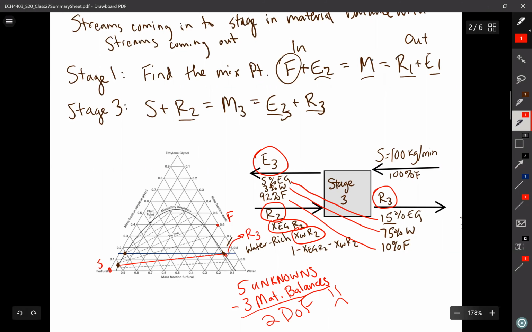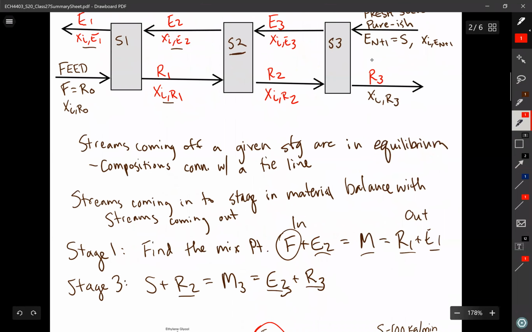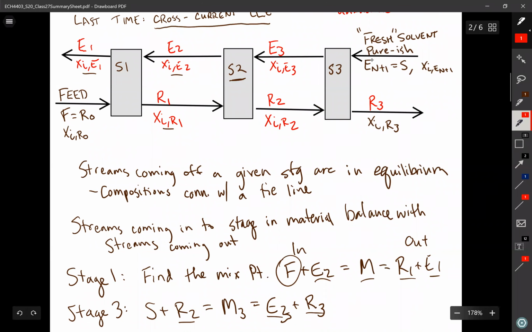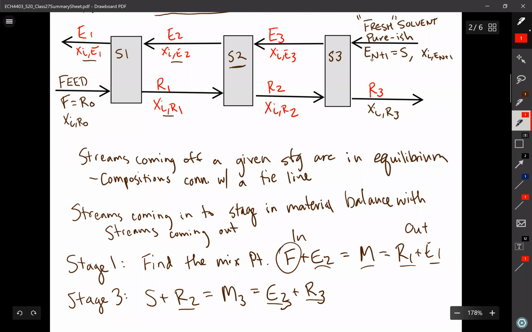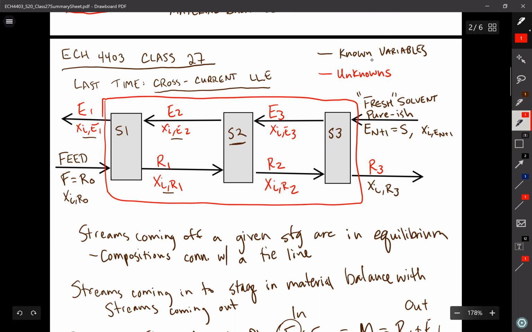So it appears like we're at an impasse here because I've tried all 3 stages. None of them have 0 degrees of freedom. So where can I go to start? This is why liquid-liquid countercurrent extraction problems are more difficult than the cross-current, because I have to do a pre-step first. In the next video, I'll show you that the idea here is instead of solving individual stages, I'm just going to draw a big box around my whole process, all the stages.